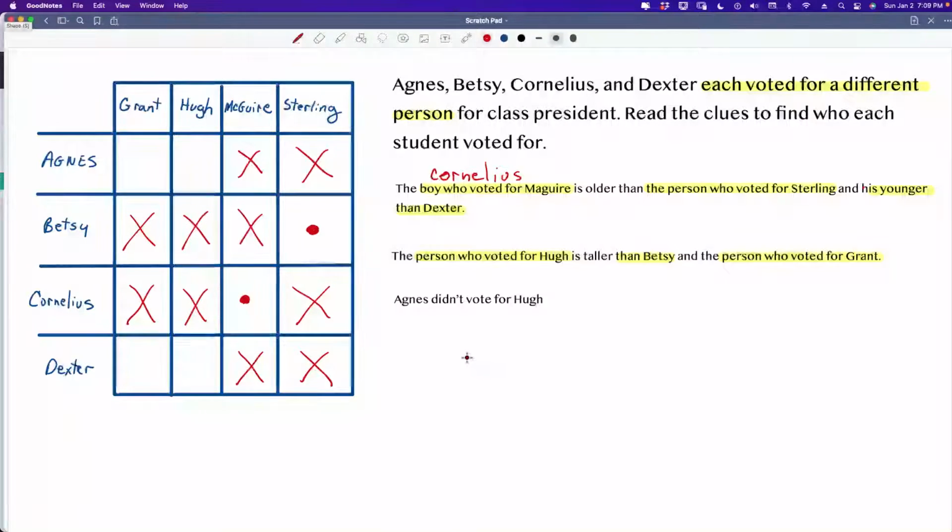So let's look at our very last clue. Agnes didn't vote for Hugh. Okay, pretty straightforward. Agnes didn't vote for Hugh, so she must have voted for Grant, which means that Dexter didn't vote for Grant, which means that Dexter did vote for Hugh. Now we know that Agnes voted for Grant, Betsy voted for Sterling, Cornelius voted for McGuire, and Dexter voted for Hugh. And now you know how to do a logic problem.